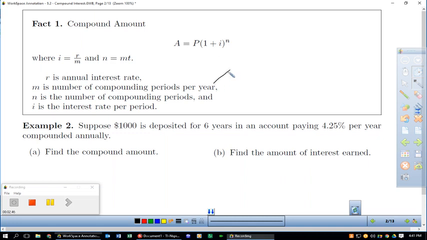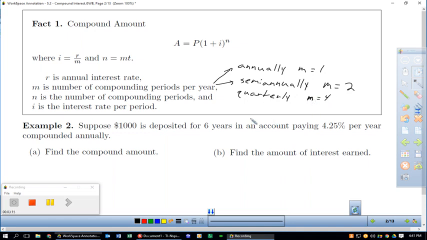If it's compounded yearly, annually, then M equals 1. It's compounded 1 time that year. Semi-annually means M is 2. It happens twice a year. Quarterly, M equals 4. It happens 4 times a year. Next you could have monthly. In that case, it happens 12 times a year, so M is 12.